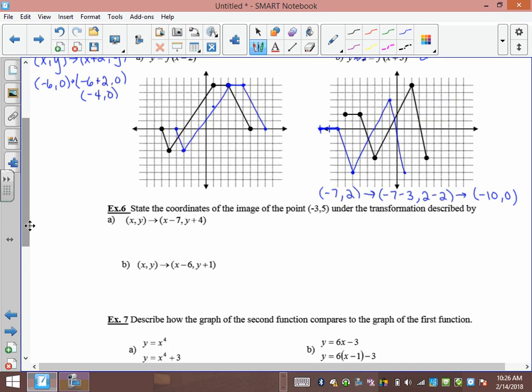So here it says state the coordinates of the image of the point negative 3, 5 under the transformations described by this. Well, this is mapping. Before we actually find the new point, I want you to tell me what the transformations are if I give you mapping, because sometimes they give you mapping and ask for the transformation. So this is a horizontal translation, 7 what?